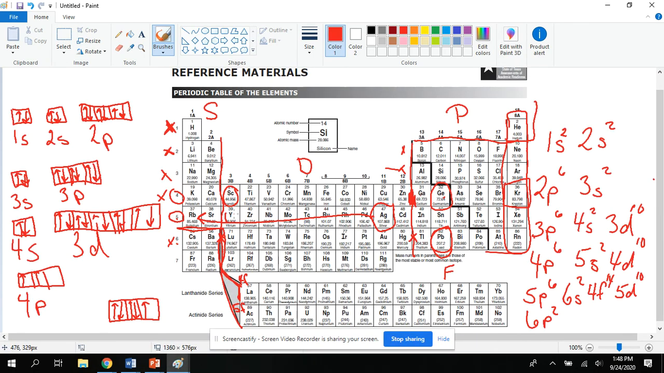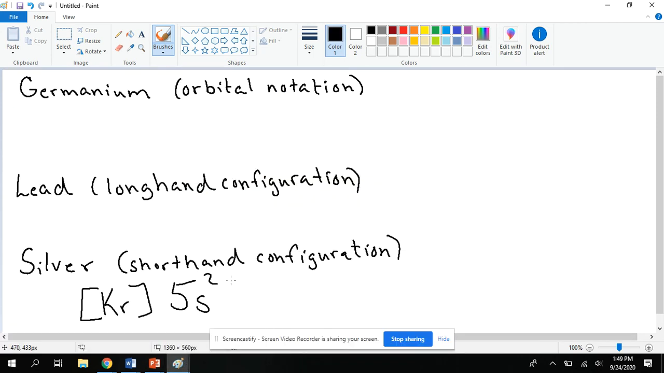And then I'm moving into the d's. See, I'm not in the f's yet, so I'm just moving straight to the d's. d's drop down by 1, so this is 4d. 5s, 4d. And silver is in this section, so I'm in the 4d section. 1, 2, 3, 4, 5, 6, 7, 8, 9. Silver's 9 boxes over. So 4d9. There you go.